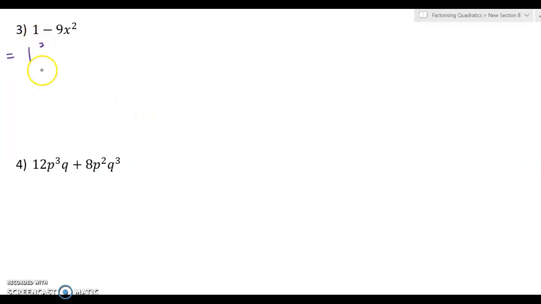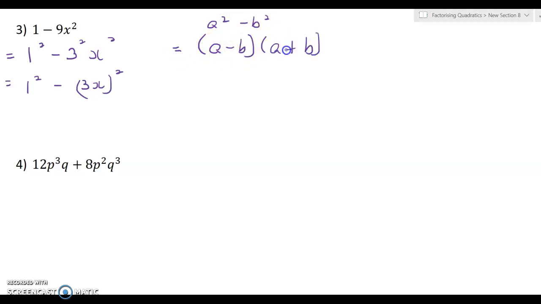You need to also remember, put your minus sign now, 9 is the same as 3 squared, and then we have x squared. So this is really 1 squared minus 3x all squared. This is, remember, difference of 2 squares. I remember the general form for difference of 2 squares. When we have a squared minus b squared, it will be a minus b in one bracket, a plus b in the other. So my answer here will be 1 minus 3x in one bracket, and then 1 plus 3x in another bracket. Tends to be a tricky one.